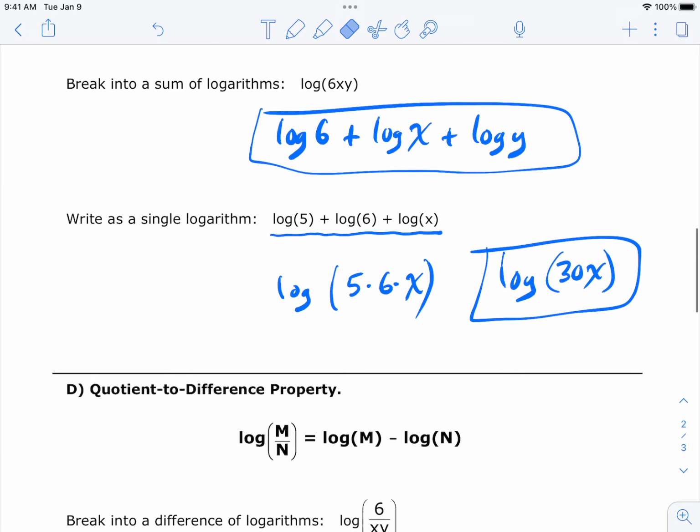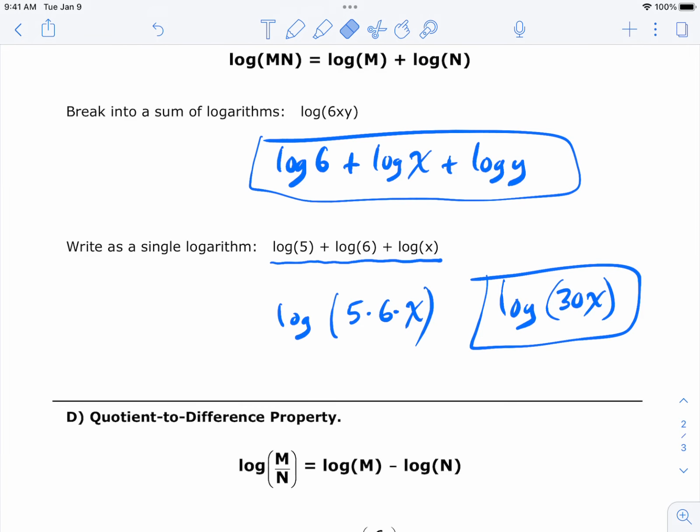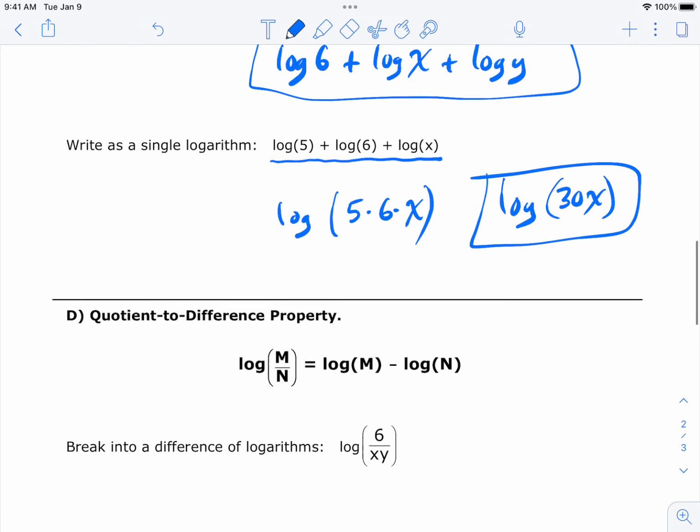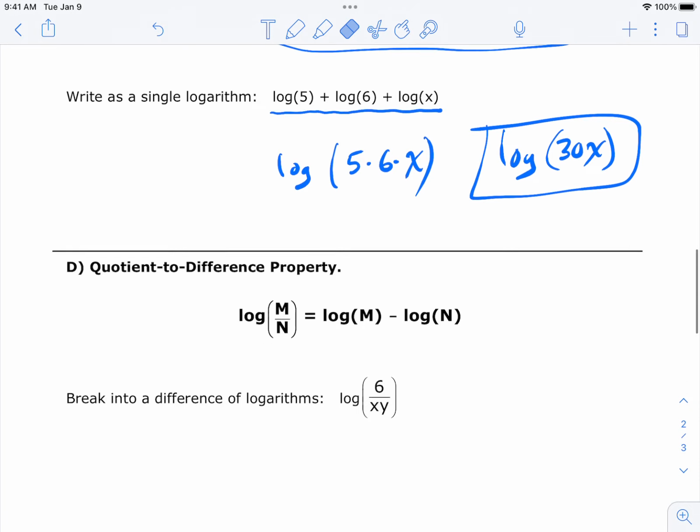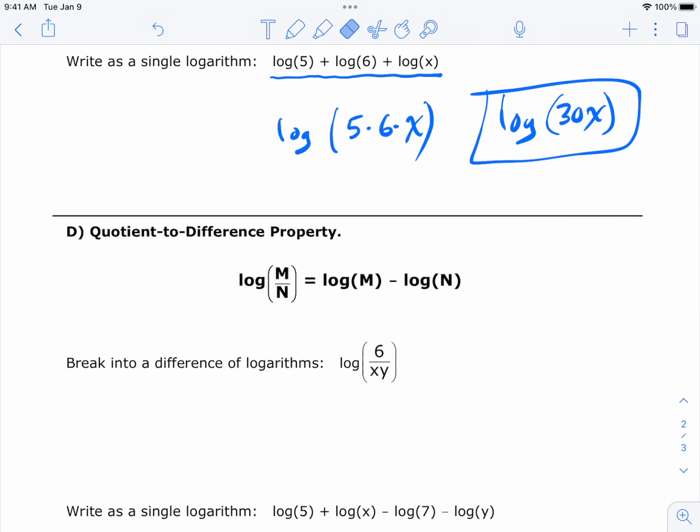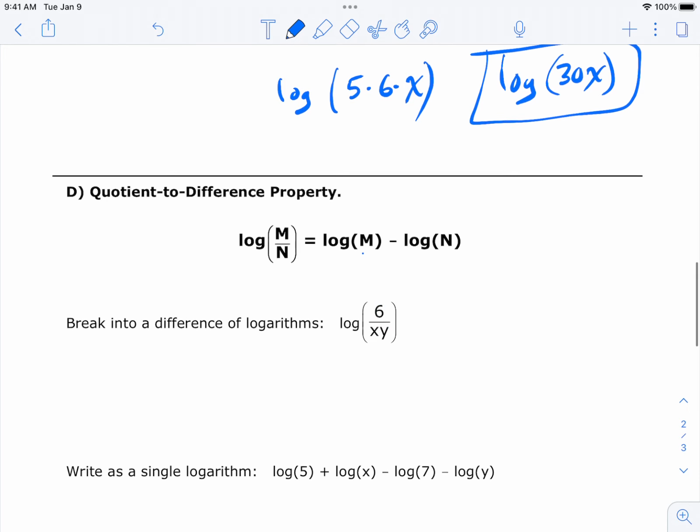Quotient to difference. So what's happening here? Well, if you compare this one to the last one, notice that instead of plus, we got minus, and instead of times, we have divide. So it's a fraction. So if you have the log of m over n, then you're going to turn it into the log of m minus the log of n. So that's kind of like the other side of the coin in some sense. So this one is kind of an m over n, where I've got this over this. So that means it's going to separate as log of, that's going to go there, and that's going to go there, right? So it's the log of 6 minus the log of xy. Let me write that out. I'm going to do this one kind of like this.